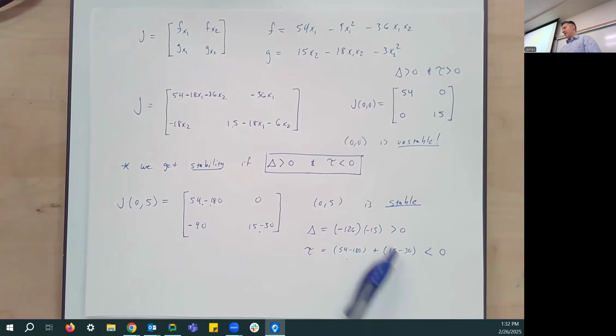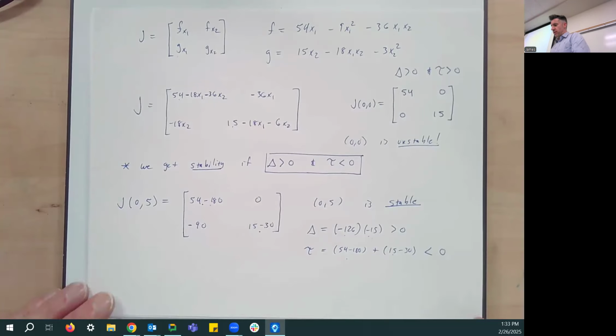If you had something like this on an exam where the numbers were a little bit unwieldy, you don't have to calculate the things. I really should have left this as 54 minus 180 here, and that is 15 minus 30. And you say, okay, cool. I know if I multiply by a negative, I get a positive. And that's all that actually matters. The actual value doesn't really matter.